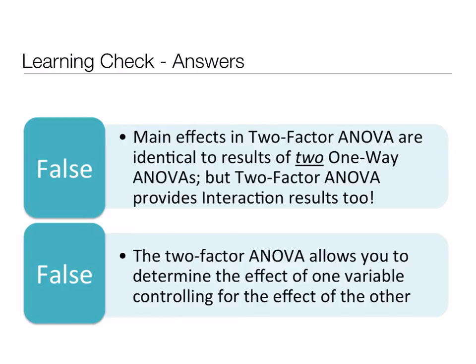Both of these are false. Main effects in two-factor ANOVA are identical to the results of two one-way ANOVAs. But what's different is that two-factor ANOVAs also have interactions. Remember, that's that new thing that we get for factorial design. We can look at them independently, but we can also look at them together, that interaction. And the second one is also false. Again, two-factor ANOVAs allow you to determine the effect of one, controlling for the effect of the other. So both of those were false.